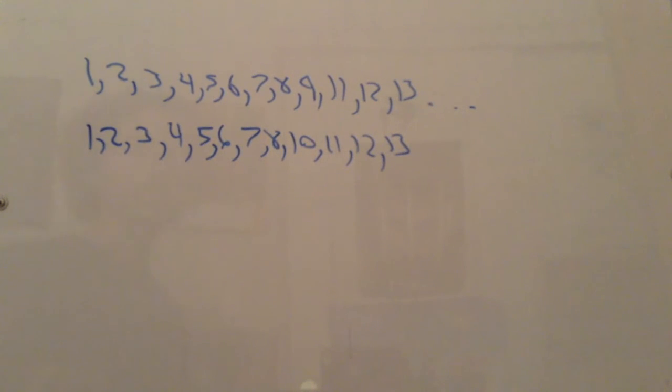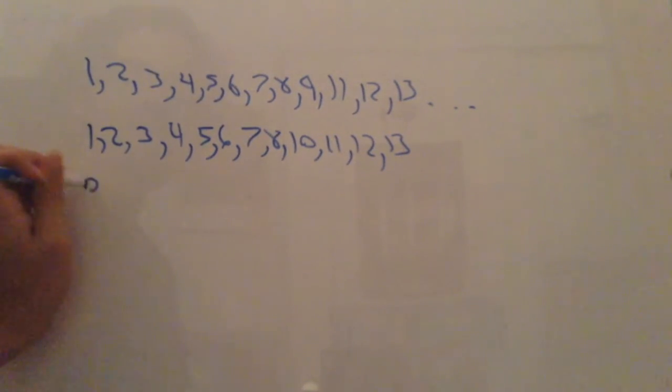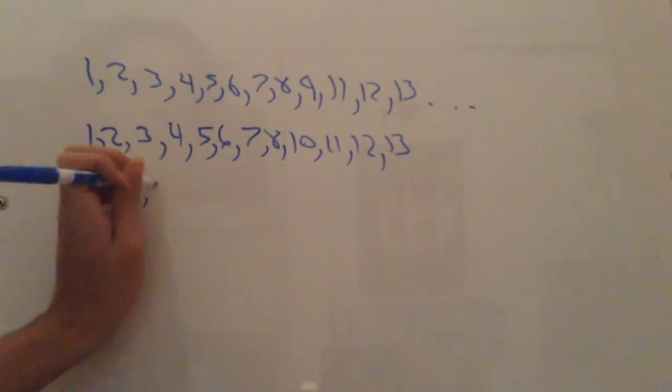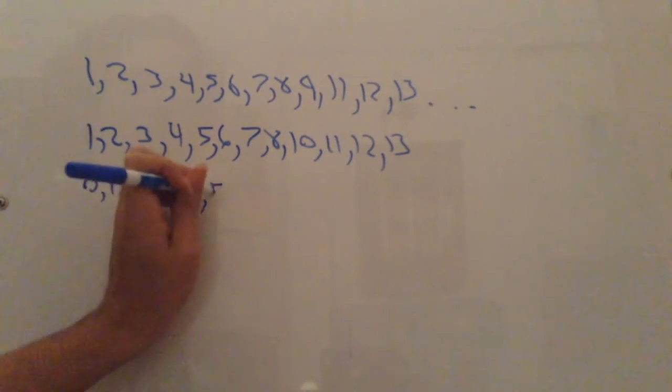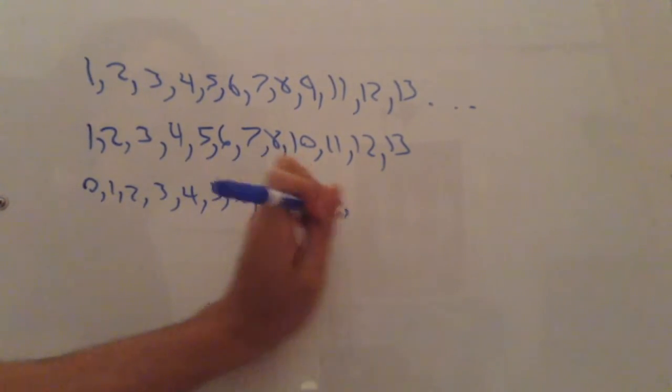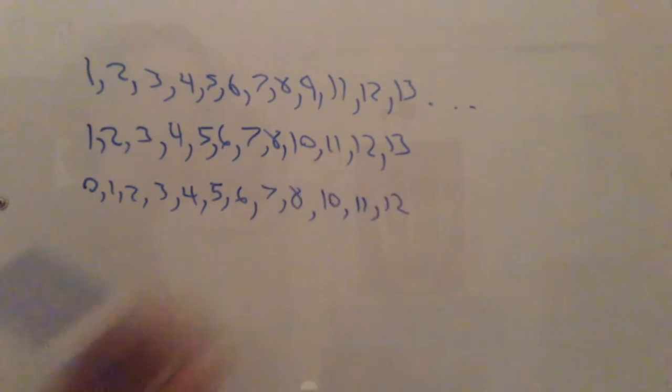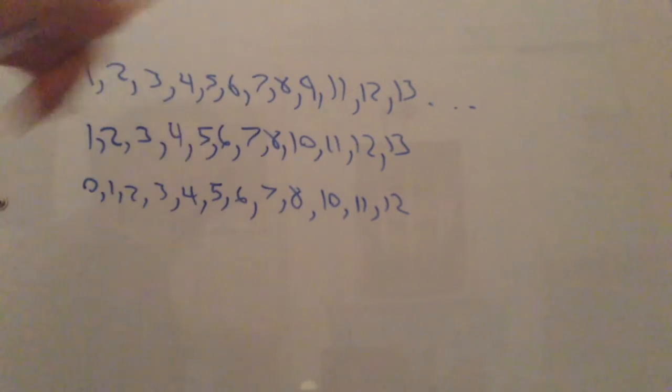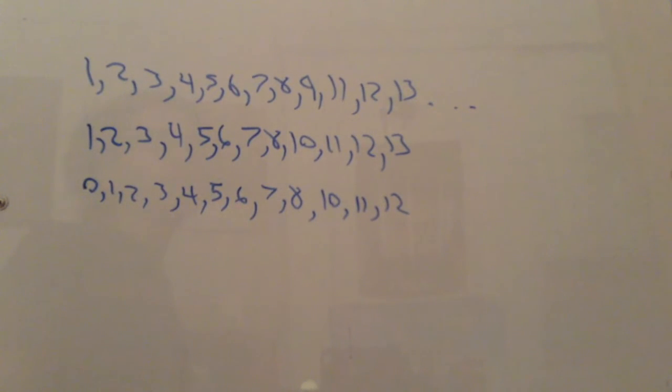Or, alternatively, we could subtract 1 from every number. So we have 0, 1, 2, 3, 4, 5, 6, 7, 8, 10, 11, 12. It's the same sequence, except just shifted back a little. And we don't have to worry about messing with 9s, because when we do this, we're just going to add 1 to get the original, so the 9s will automatically show up.